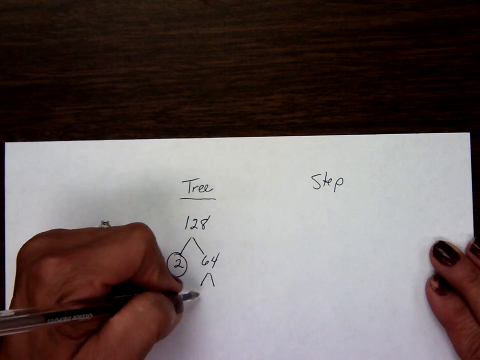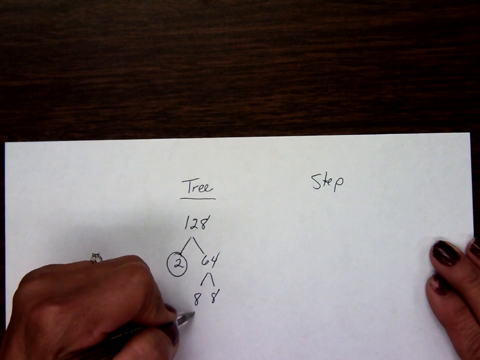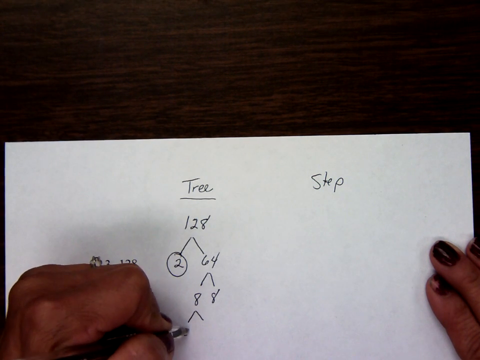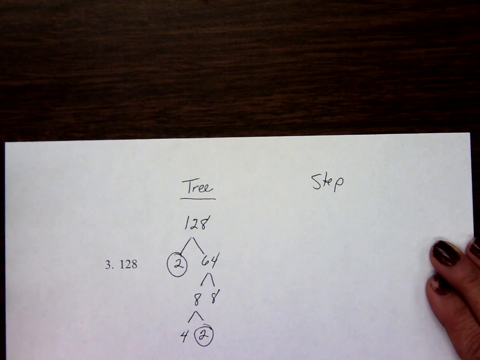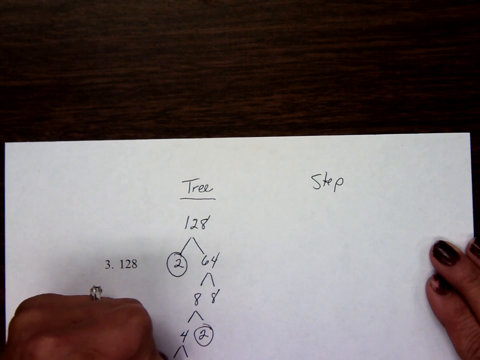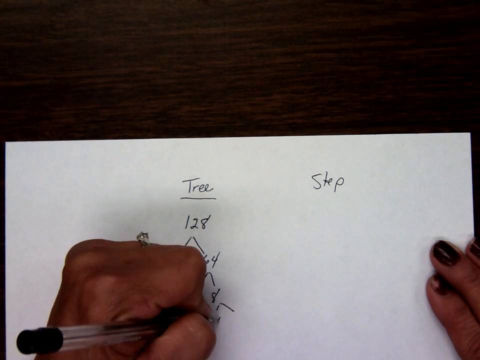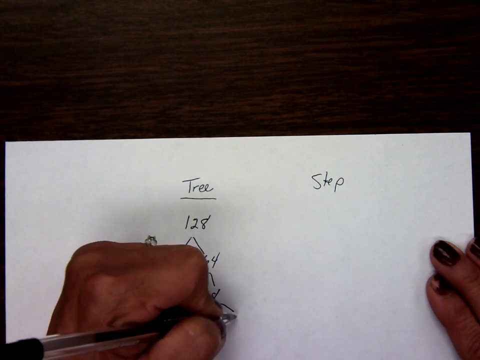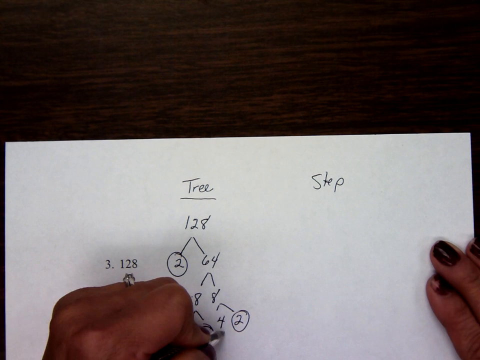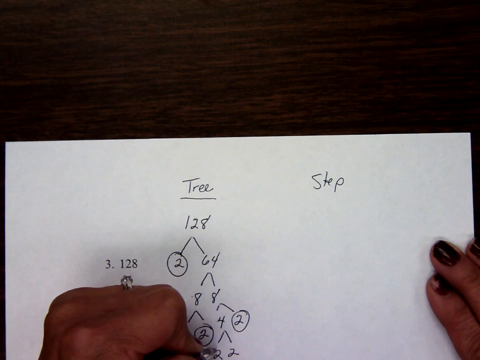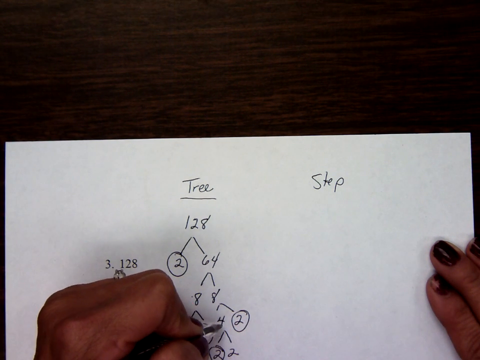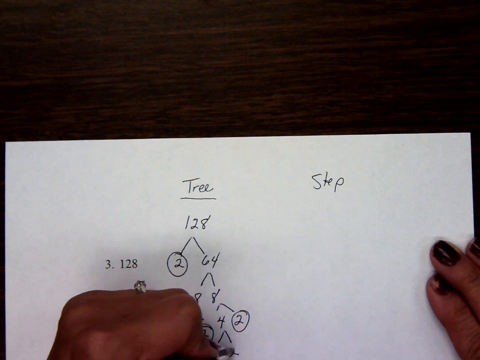64, two numbers would be 8 and 8. Break down the 8 would be 4 times 2. 2 is prime. Break down the 4 is 2 times 2. Break down this 8 again. 4 times 2 is 8. 2 is prime. And 2 times 2 is 4.